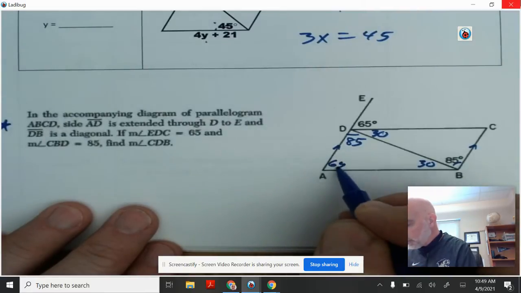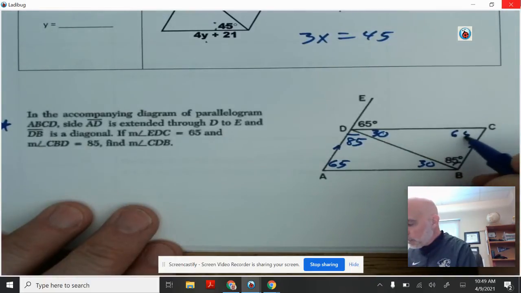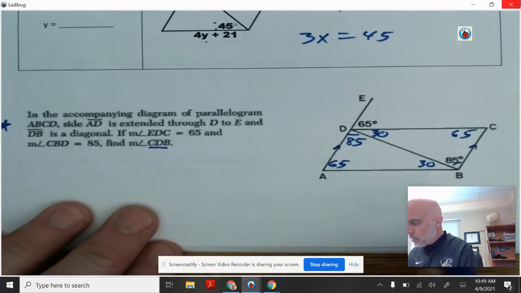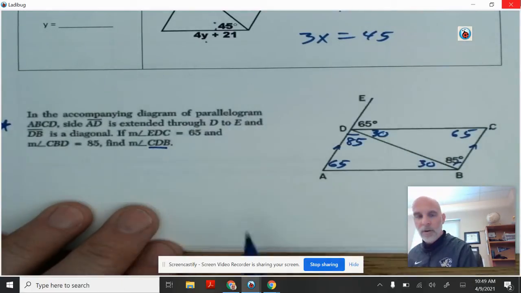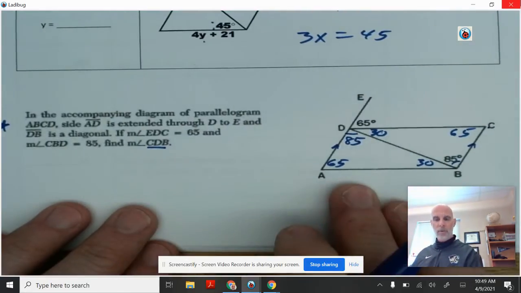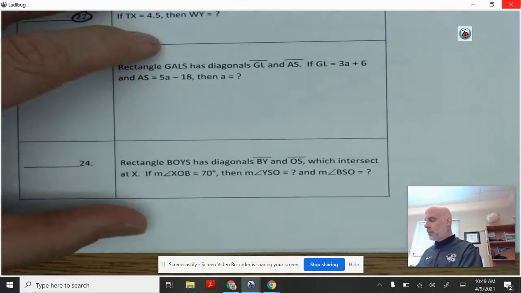So these would be 65 according to triangle sum. And that would be 65. So I'm sure I found CDB. CDB would be 30. I did that early on. Okay, review stuff. You've done problems like this before. All right, let's move on.